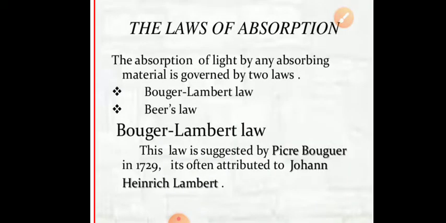There are two laws of absorption. The absorption of light by any substance, by any absorbing material, is governed by two laws. Whenever some amount of light is incident on any absorbing material, the amount of light the material absorbs depends upon two laws. Number one, Lambert-Bouguer law or Bouguer-Lambert law, and number two, Beer's law.